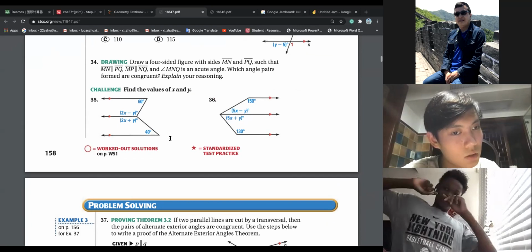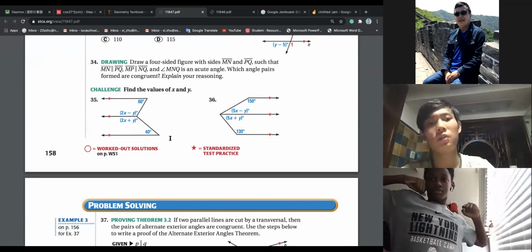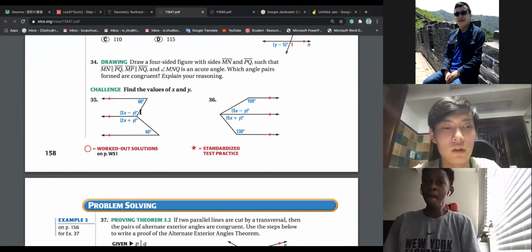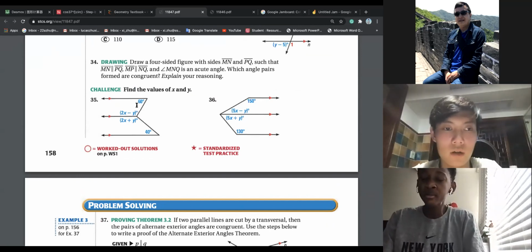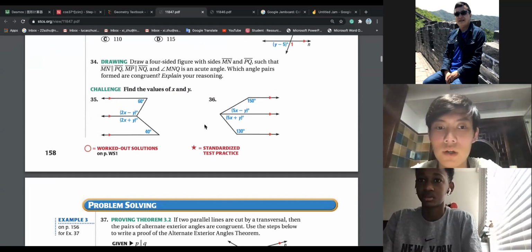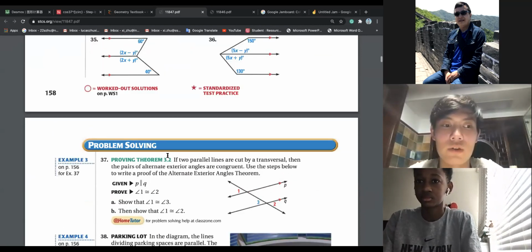Let's see. Find the value of x. Yep. So for this question, it's not asking us to find the measurement for this angle. It's only asking us to find the value of x and y. So we have to double check the question, right? Yeah. So we won't get the wrong answer.